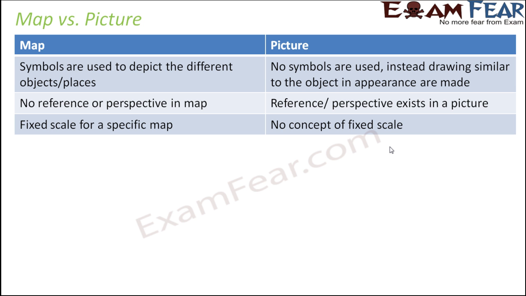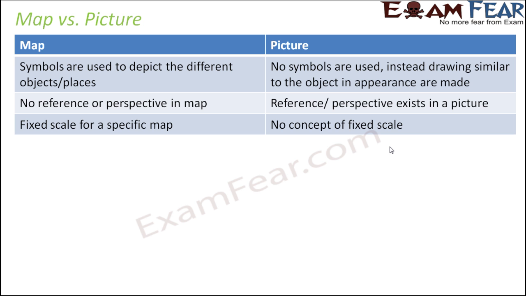So when we talk about maps, we make use of symbols to depict different objects or places. Like as I said, that instead of drawing the house, you just put some symbol instead, maybe a point, maybe a circle. Similarly, to represent a park, you can use the symbol of a small tree. So wherever you have a park, you do not need to draw that particular park, you just put that tree. So we make use of symbols in a map. Whereas in a picture, we do not use symbols, we actually draw it.